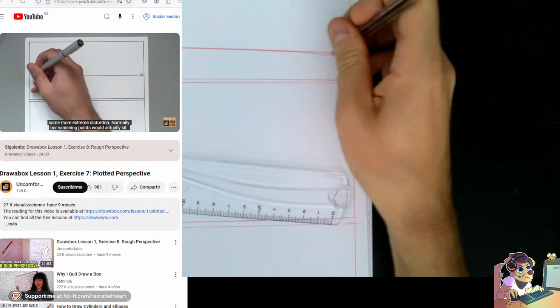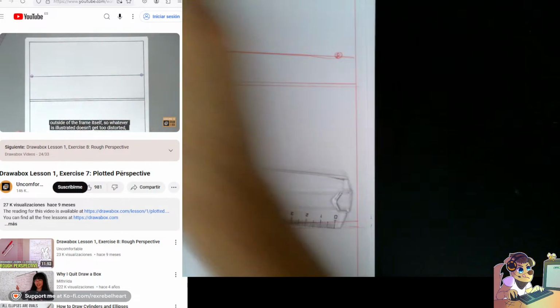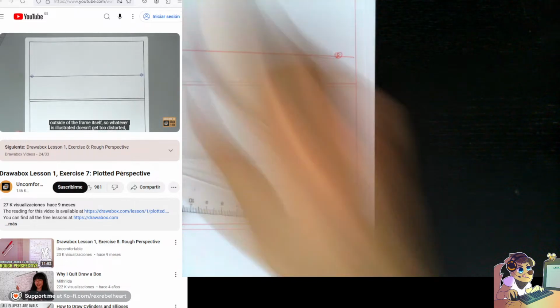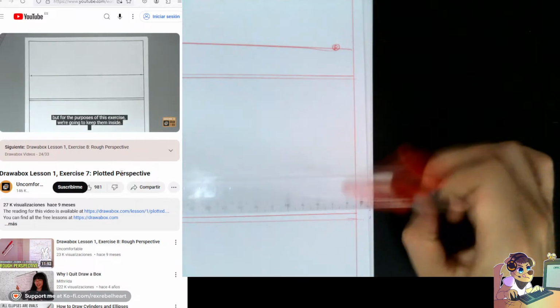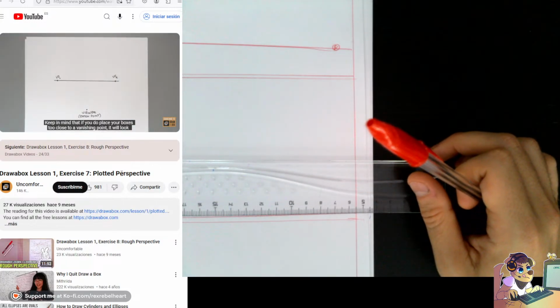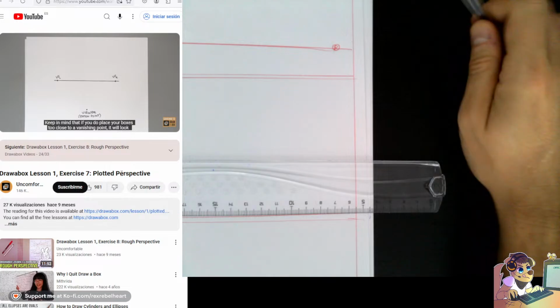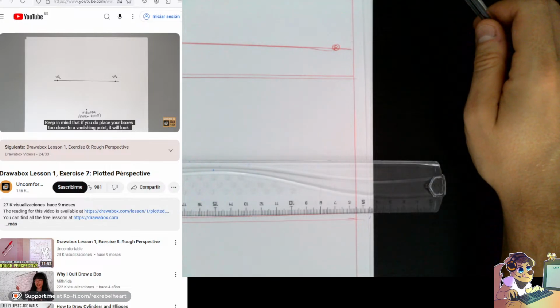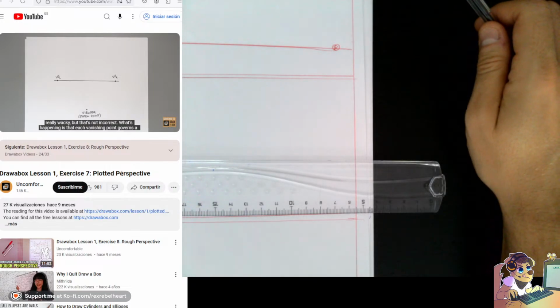Normally our vanishing points would actually sit outside the frame itself, so whatever is illustrated doesn't get too distorted, but for the purposes of this exercise, we're going to keep them inside. Keep in mind that if you do place your boxes too close to a vanishing point, it will look really wacky, but that's not incorrect.